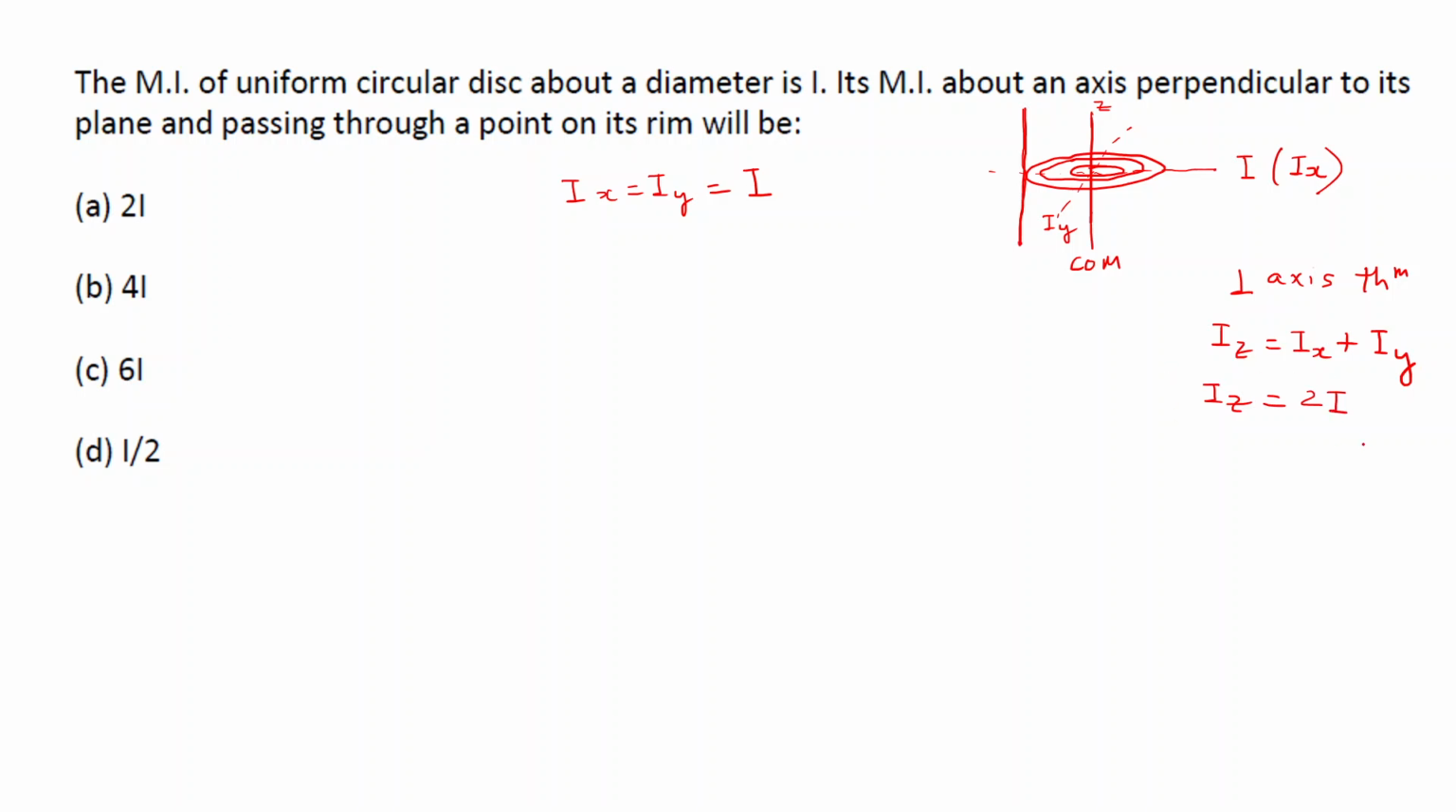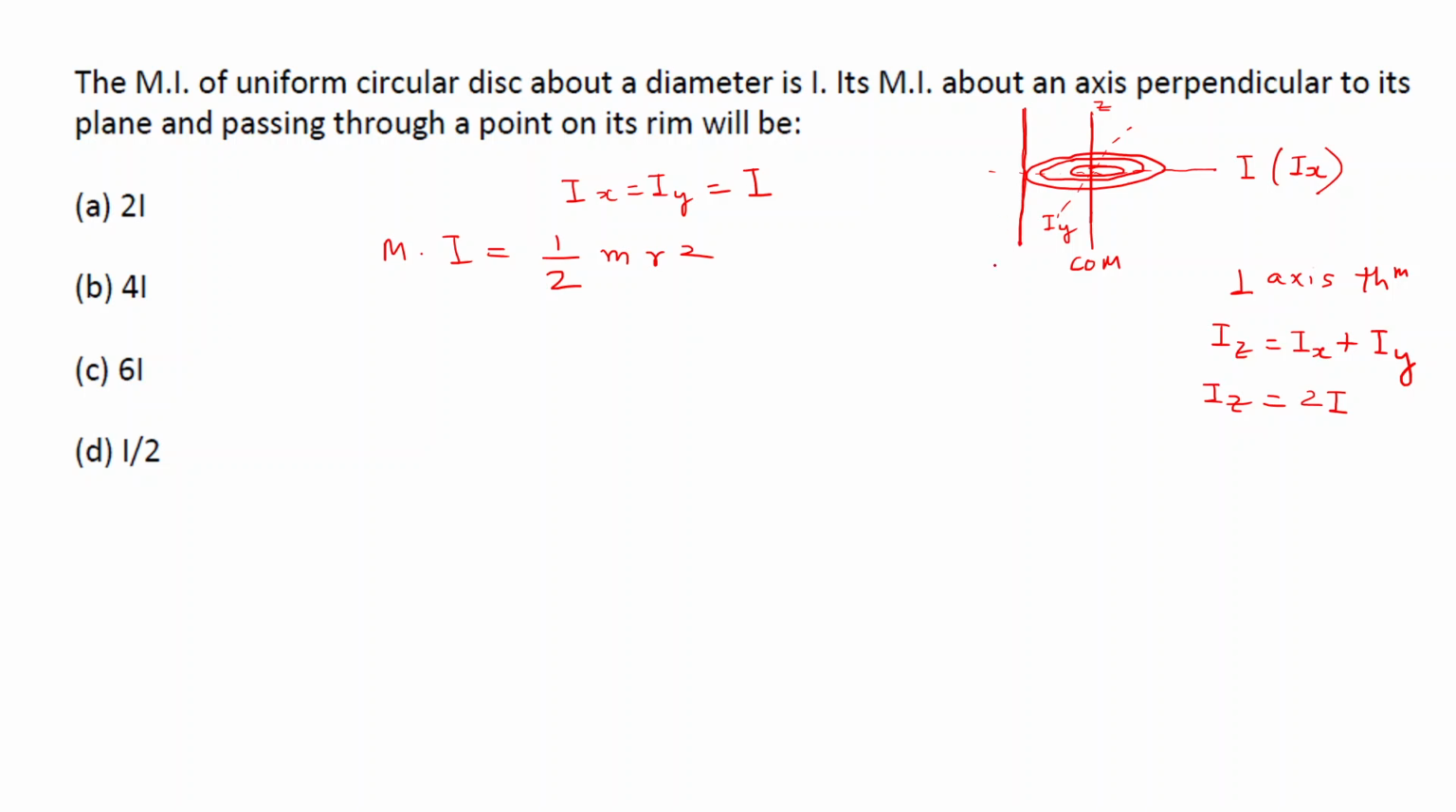This is the relation. Now we also know that for a circular disk where the axis is passing through its center of mass and it's perpendicular to the plane of the disk, the moment of inertia is actually half mr square. This is the formula, we don't need to derive it, we can just memorize that the moment of inertia for a disk corresponding to this axis is half mr square.